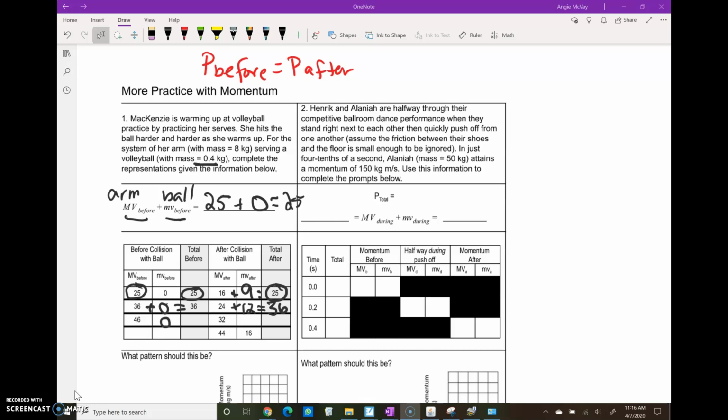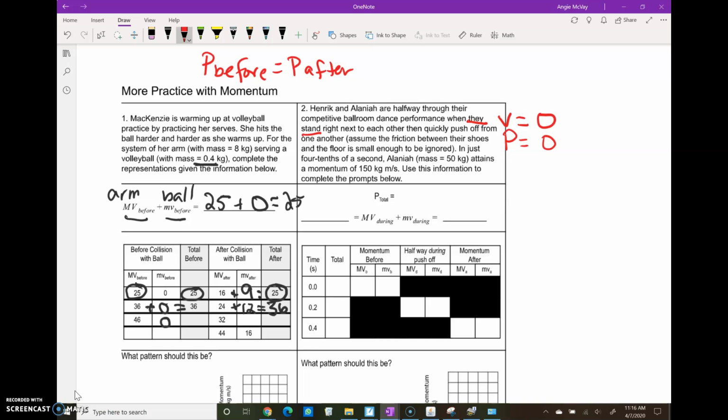Before they push, we are assuming that they are standing, right? And what does that mean about their motion? If before the push, at time 0, they are standing, that means their velocity is 0. What does that mean about their momentum? That means both of their momenta are 0.